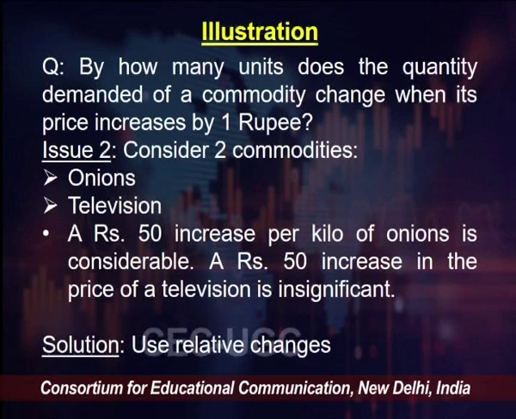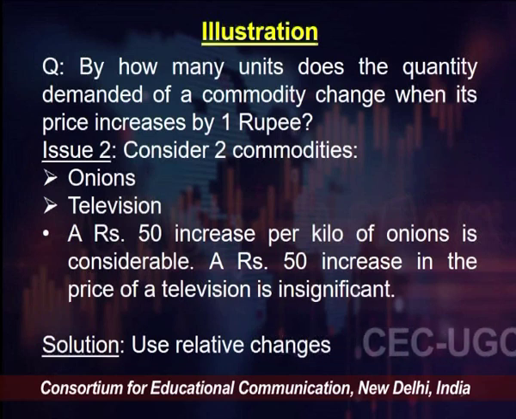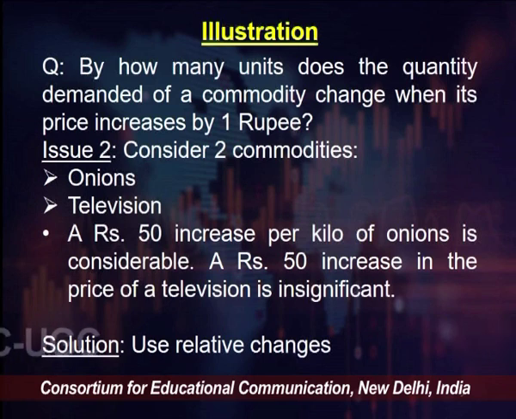The second issue that arises in posing the question of responsiveness in this way is illustrated here on this slide. Let us suppose we have two commodities, let's say onions, and television. The price of onions, let's say, increases from 50 rupees this week to 100 rupees. And at the same time, the price of a television increases from, let's say, 20,000 rupees to 20,050 rupees.